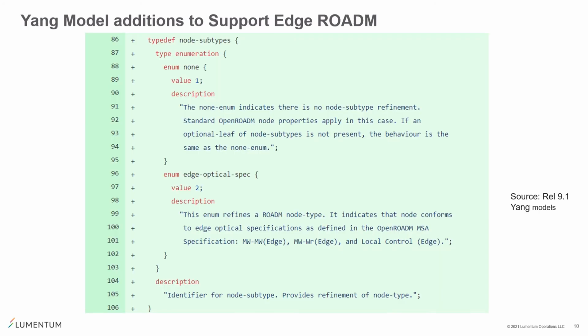So let's take a look at the Yang model additions that are required to support the edge ROADM. In terms of ROADM nodes in OpenROADM, we now have two different types: one for the Metro, and the other for the edge. The SDN controller needs a mechanism to distinguish which node type it's dealing with, as the specifications for both node types are slightly different. So we defined a new node subtype just to articulate the differences between the two. And again, it's a type of enumeration.